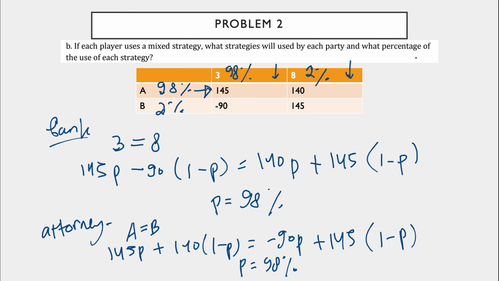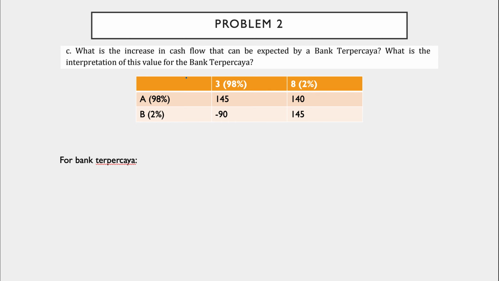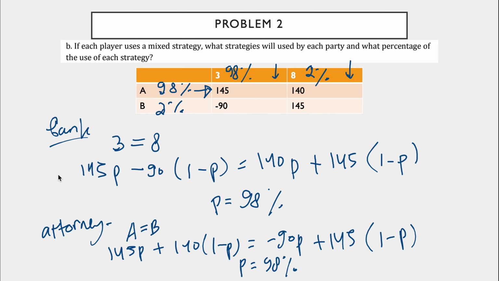Right, so we already have the percentage of each strategy used. Moving on: what is the increase in cash flow that can be expected by Bang Terpercaya? What is the interpretation of this result? Because we already have the probability from the previous question, now we can put the probability in the equation. From the previous equation, I will choose this one.